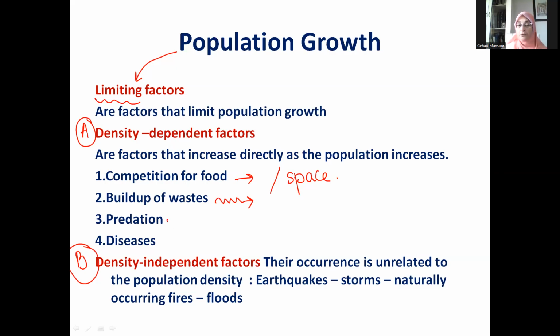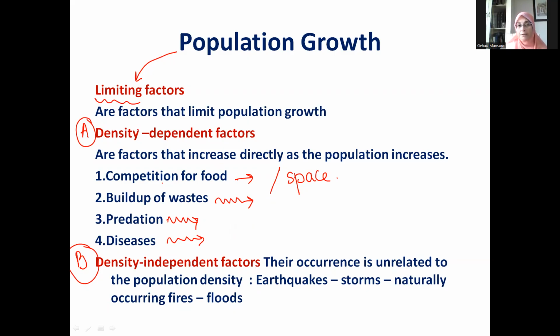Density-dependent factors also include predation, because the more organisms there are, the greater the likelihood that this organism will be the search image for the predators, just like we mentioned before in evolution. And then the presence of diseases, because the greater the number of individuals, the greater the likelihood of occurrence of diseases. So how are these factors related?